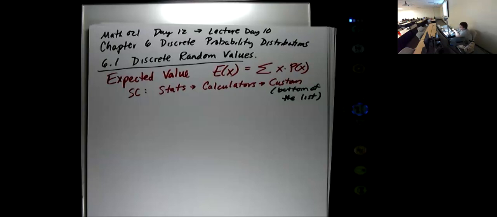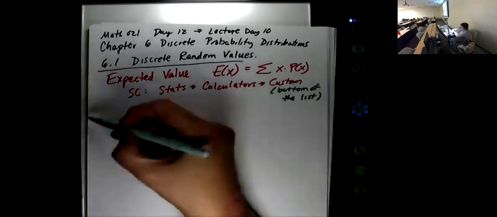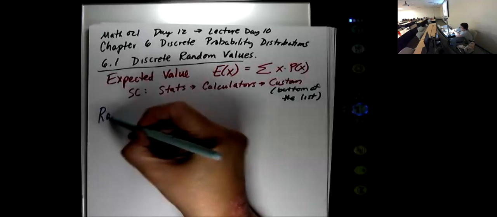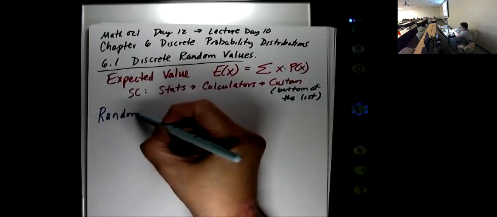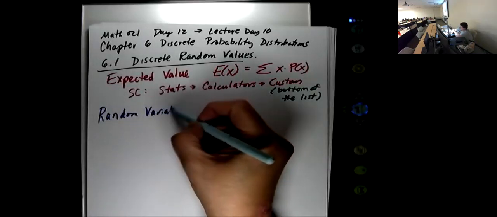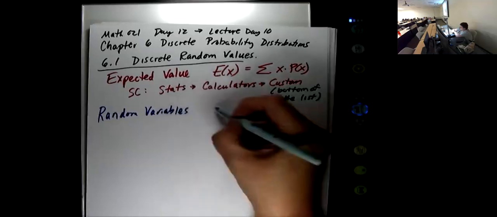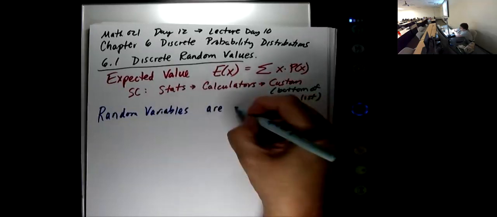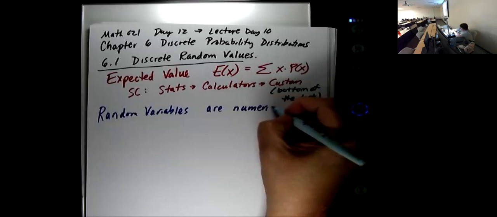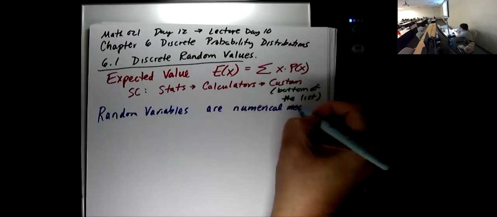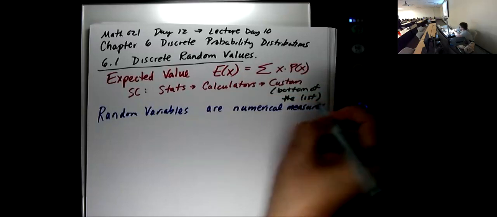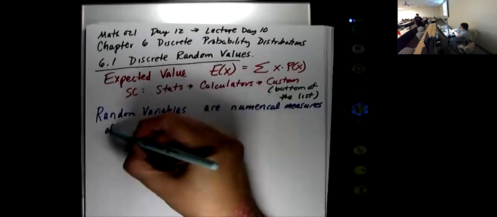So, random variables. We talked about discrete stuff, but what are random variables? Random variables are numerical measures of the outcome from a probability experiment.